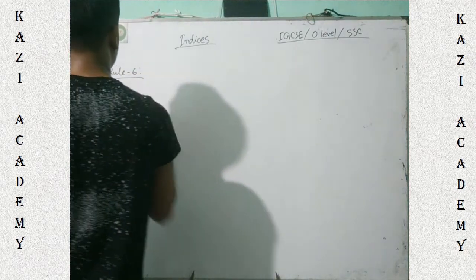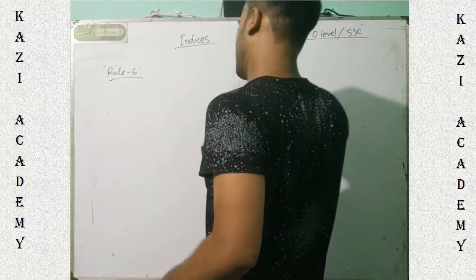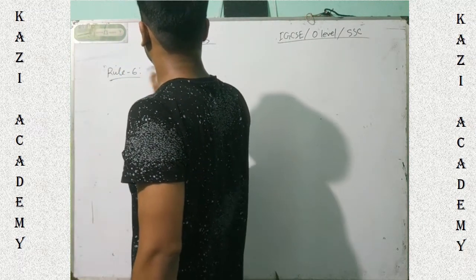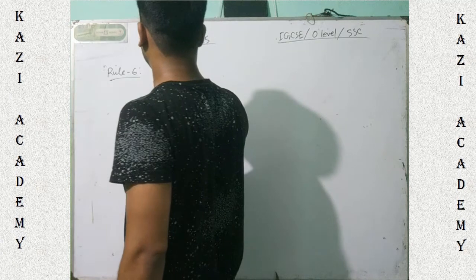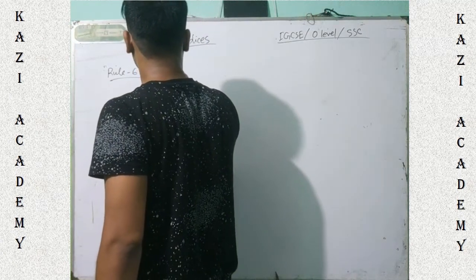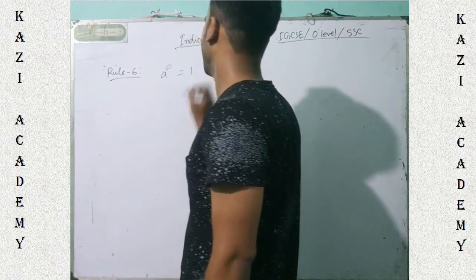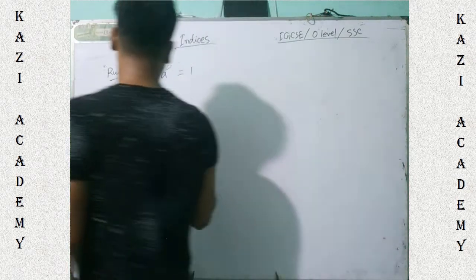Rule 6. Zero indices. For example, anything, if it has power 0, then we can write 1.